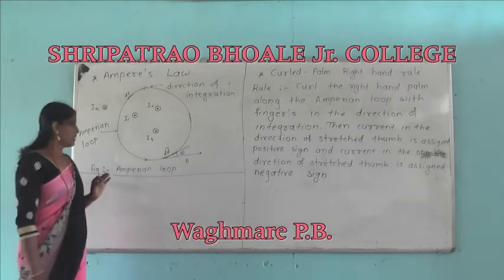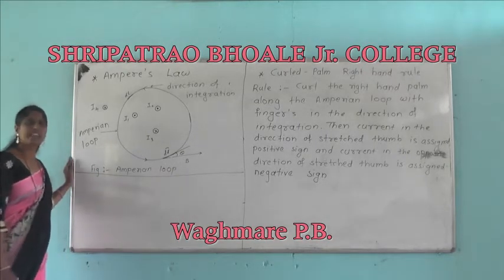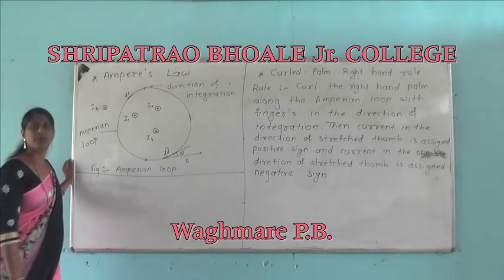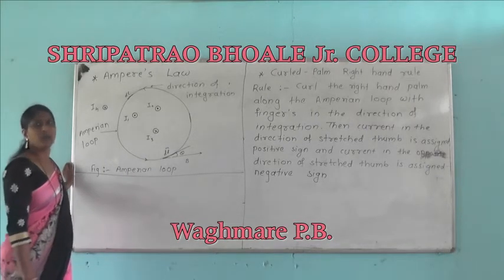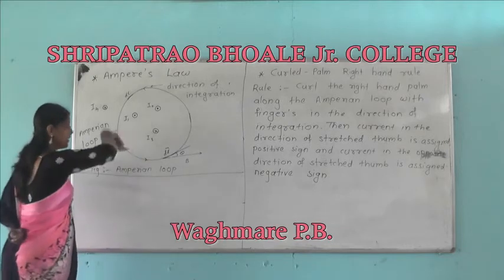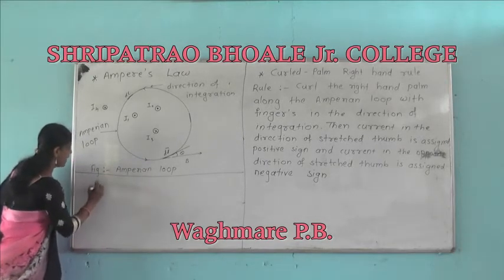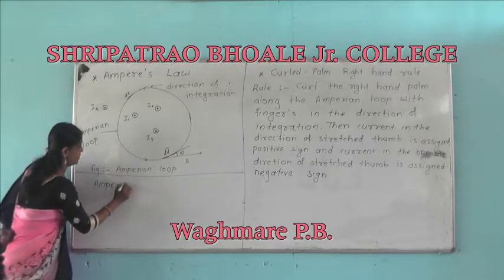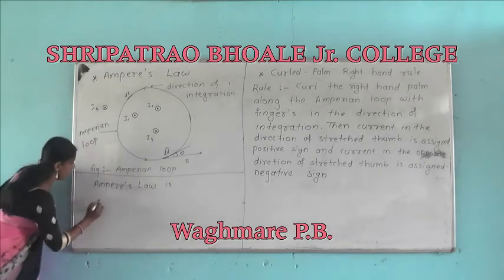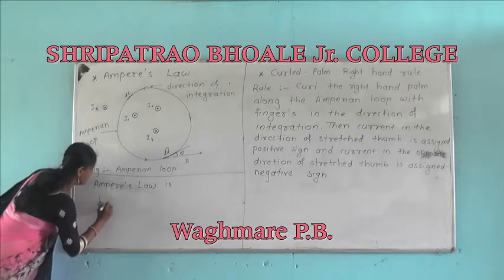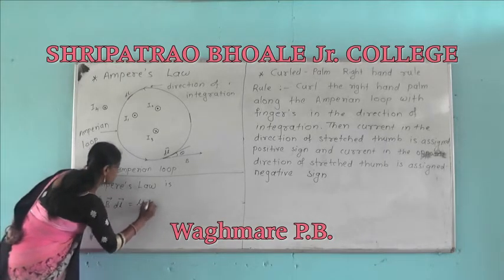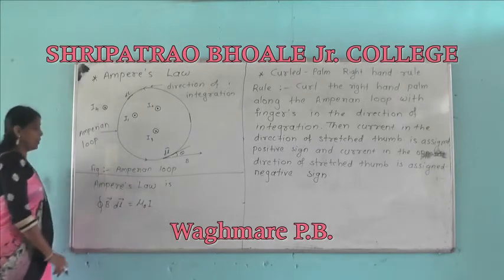Then Ampere's law states that the magnetic field over a closed loop is equal to mu naught times the total current enclosed by that loop. Therefore, by this Ampere's law we can write here, this is Ampere's law: the line integral of the magnetic field over a closed loop is equal to mu naught times the current enclosed by that loop.